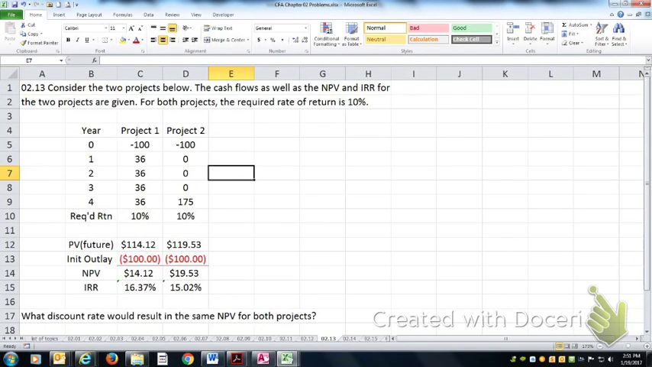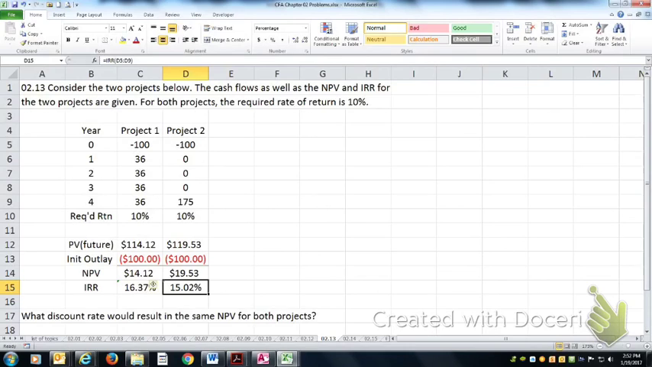This is problem 13 from Chapter 2 of the CFA Institute's textbook, Corporate Finance, A Practical Approach, 2nd edition. Consider the two projects below. Cash flow and NPV IRR are calculated, and they just give them to you in a table in the textbook. I went ahead and did the more convoluted stuff, showing you where it comes from.